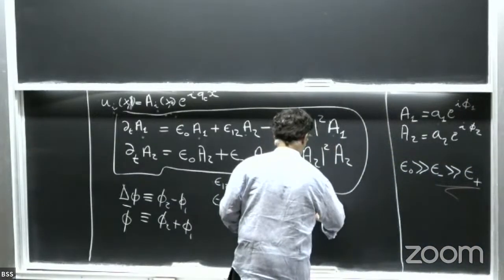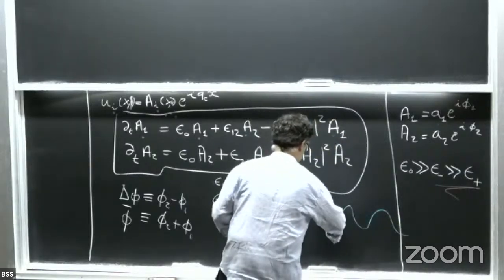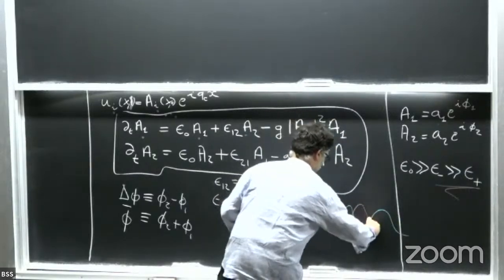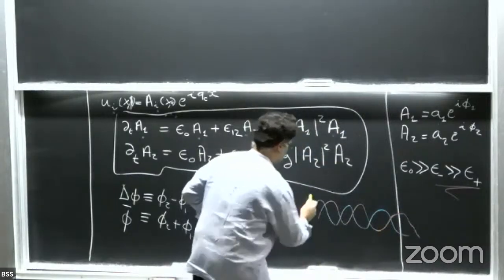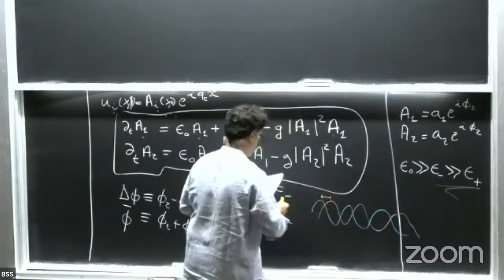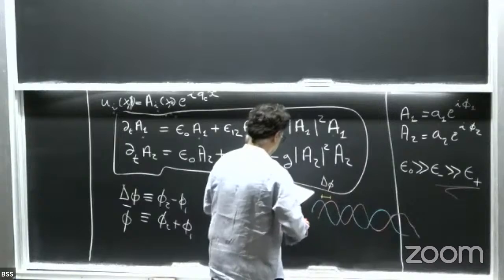There is the blue pattern that you just saw in the movie. There is the red pattern. And there is this distance between the two. It's called delta phi.